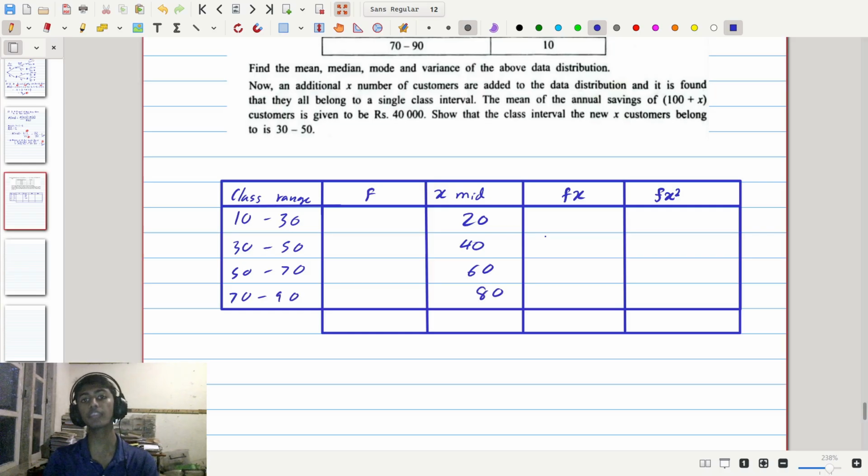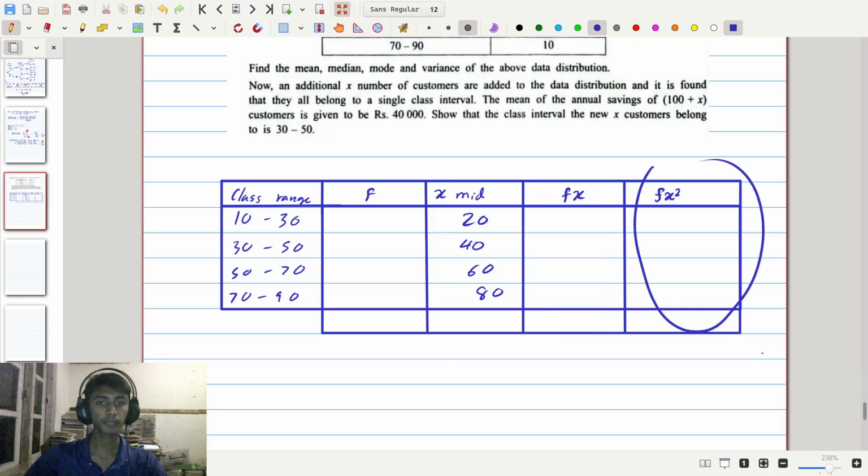And then after that, you usually want these two columns. You want the f times x column and the f times x squared column. So the fx column in this table records the frequency of a given class interval times the mid value of that class interval, and the fx squared column records the frequency of a given class interval times the mid value squared of that given class interval. These two are important because fx will allow us to find the mean and fx squared will allow us to find the variance.